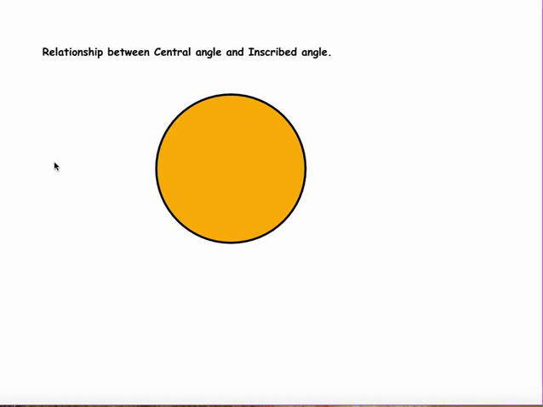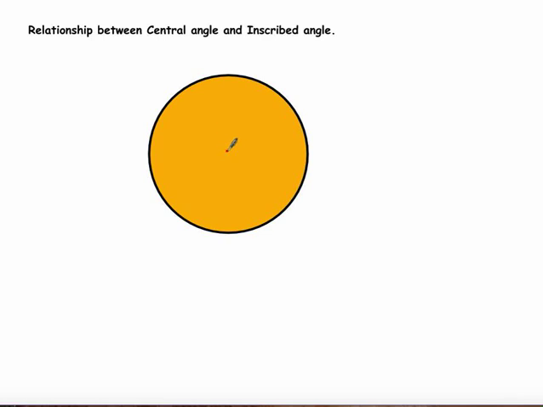In this lesson, we're going to look at the relationship between a central angle and an inscribed angle. So let's define the point C, or the center of the circle, which is right here. Now let's define a few other points that are on the circle. Point A, point B, point C is right here, point D.